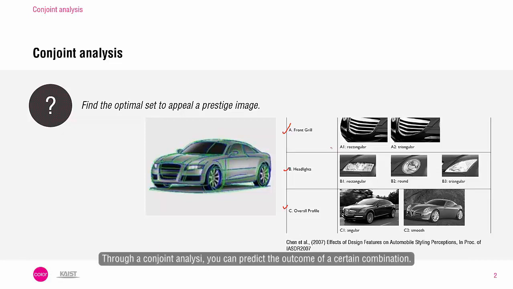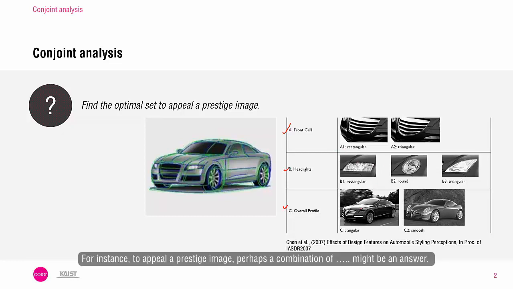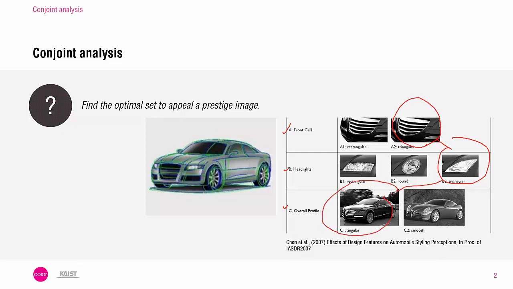So through a conjoint analysis, you can predict the outcome of a certain combination. For instance, in order to appeal a prestige image, perhaps a combination of this with this with this might be an answer.